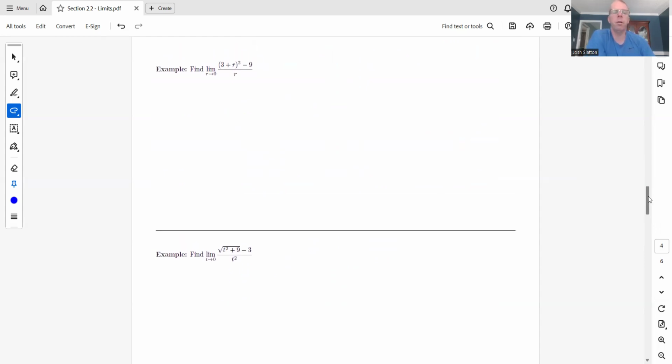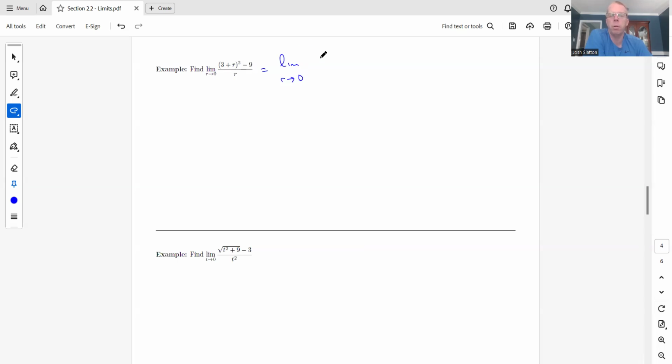So the limit as r approaches 0, I think this one came out to 6 when we looked at the tables in the last video. So obviously we plug in 0, that doesn't work. And in fact, we end up with 0 over 0 again. So let's see if we can simplify this. And so let's FOIL out the top and see what happens.